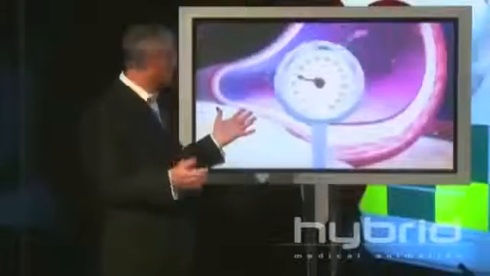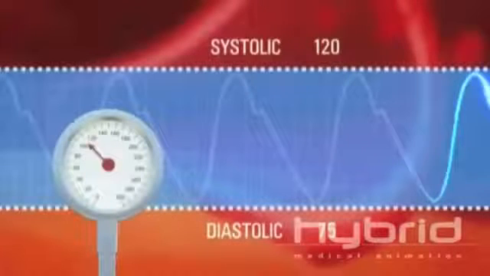Now, when we measure blood pressure in arteries, we measure two numbers. The higher number is the systolic pressure, which is the highest pressure generated when the heart contracts, and the lower number is the diastolic pressure, which is the residual pressure in the circulation at the end of cardiac contraction.